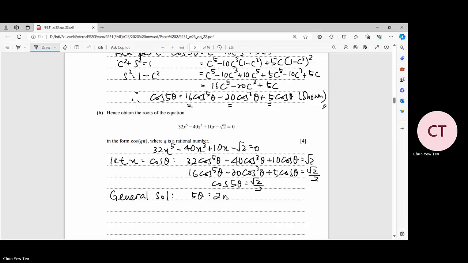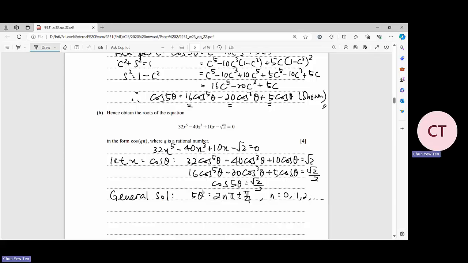2n pi plus minus pi over 4. Because cos pi over 4 is equal to √2 over 2, and cos negative pi over 4 also will give you √2 over 2. And then we just put the plus 2n pi in front. So over here you're supposed to have this, and your n starting from 0, 1, 2, and so on.